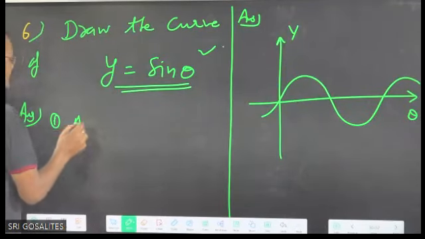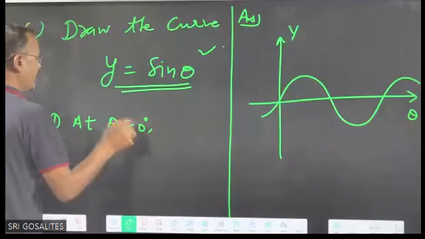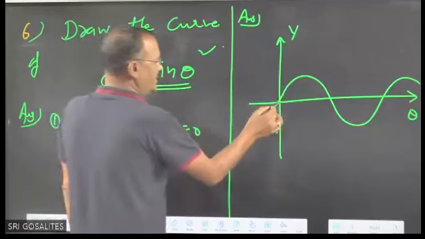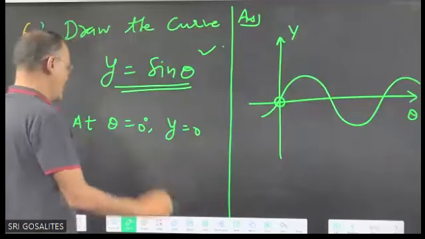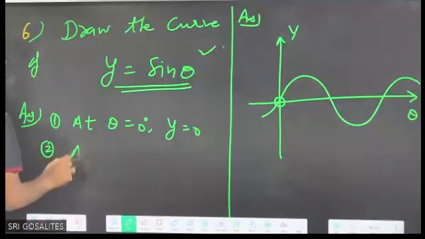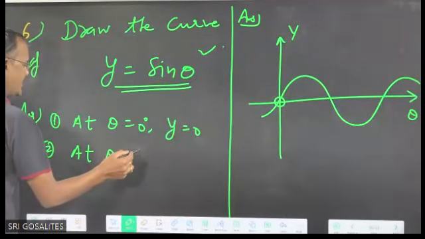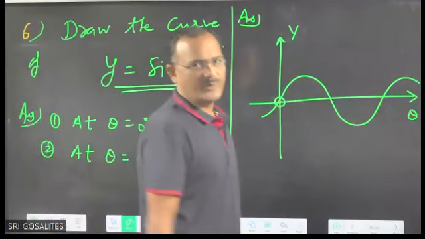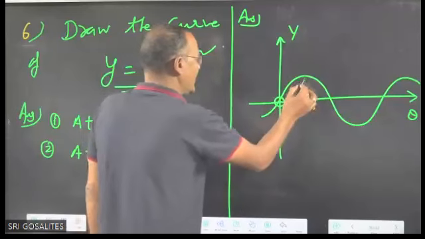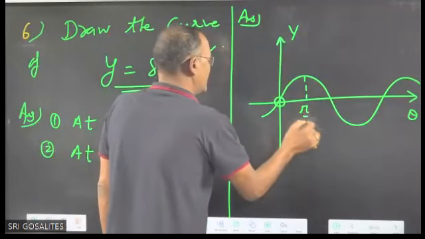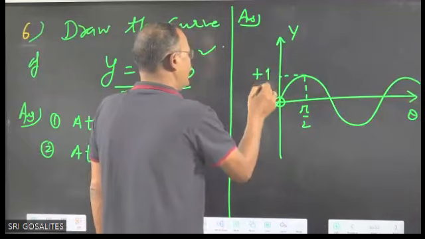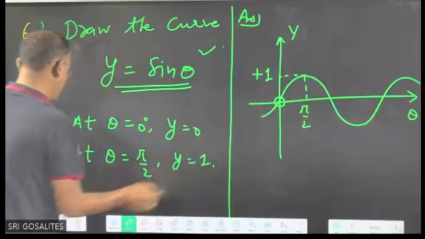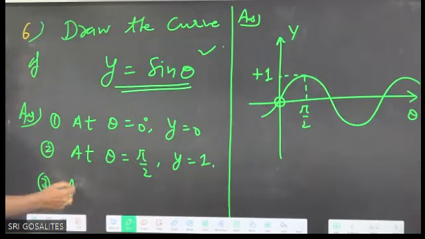Number one, if theta equals 0 degree, then sin 0 is 0, which means it will start from the origin. Now further, for the max value, if theta is 90 degree or pi by 2, you know 90 degree is pi by 2 radian. What is the value here? Sin 90 is +1. So sin pi by 2 is 1. Y becomes 1.